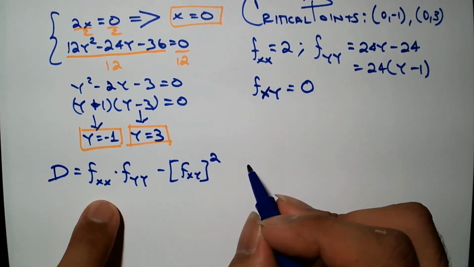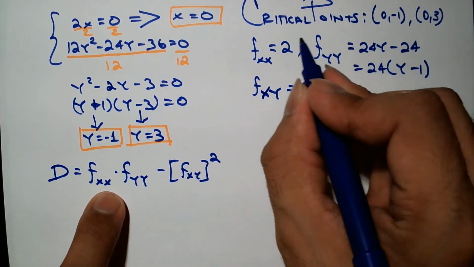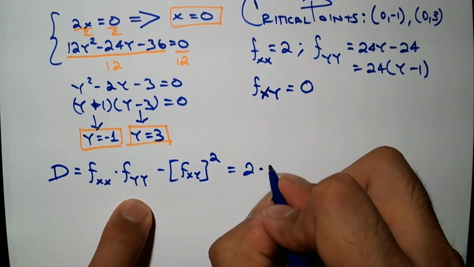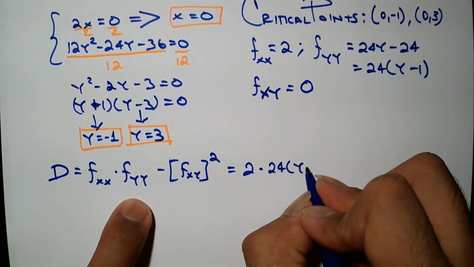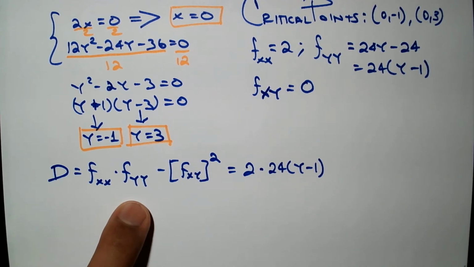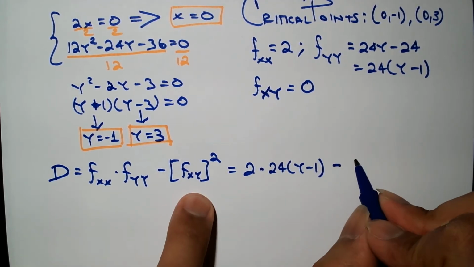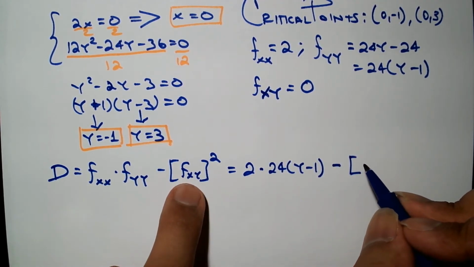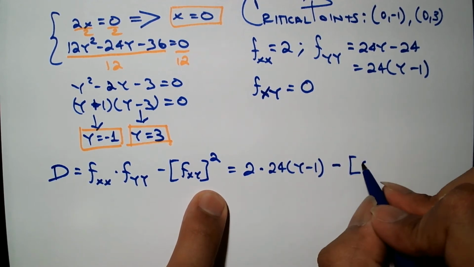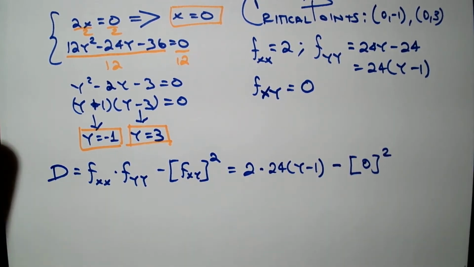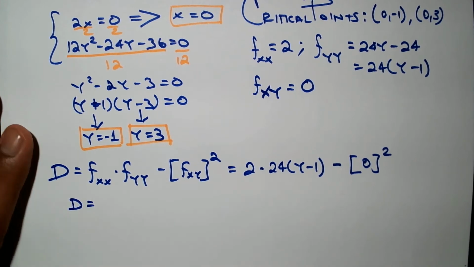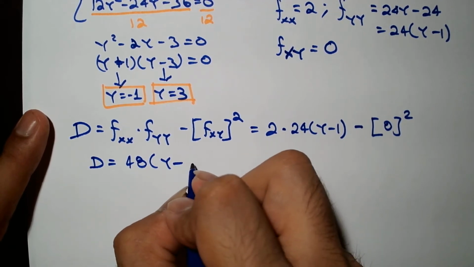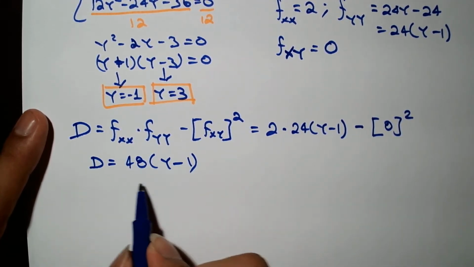Alright, so let's substitute the quantities. fxx, we got that it is 2, times fyy, which is 24 times (y minus 1), and subtract the square of the derivative fxy, which in this case is 0 squared. So that's going to give us D equals 48 times (y minus 1).